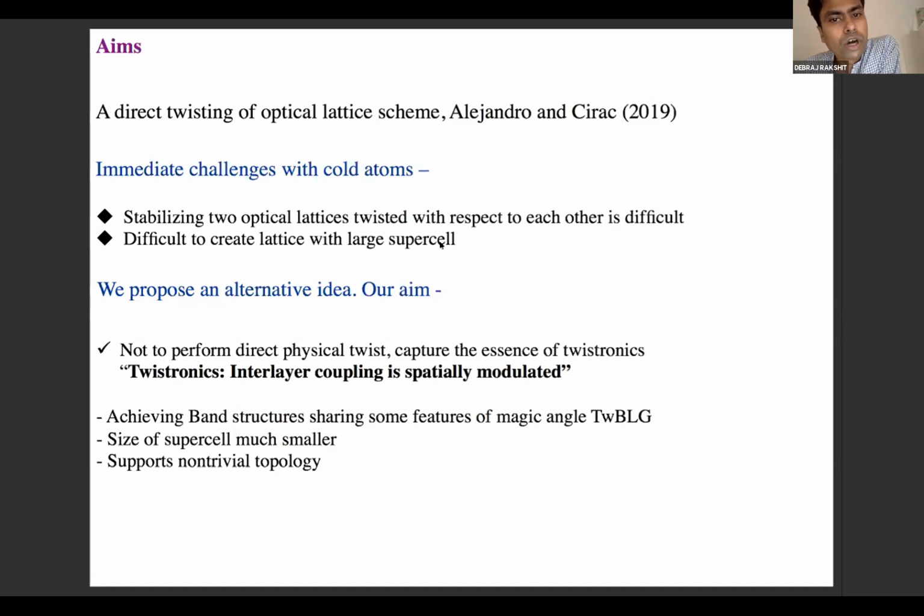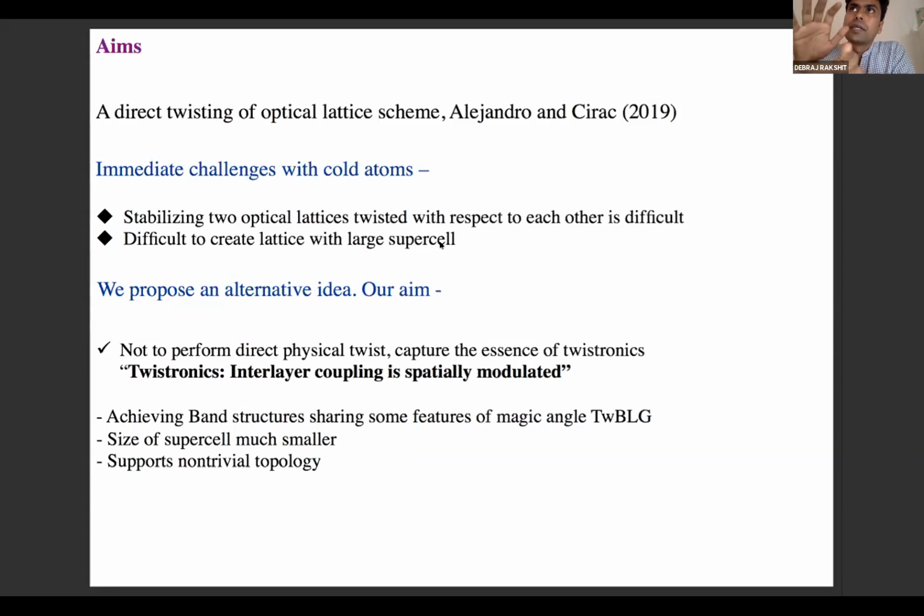So we thought we have to think of a different idea. When you really do a physical twist, what happens? Your interlayer coupling gets spatially modulated, right? For a different twist angle, you will get a different pattern of this interlayer spatial modulation.